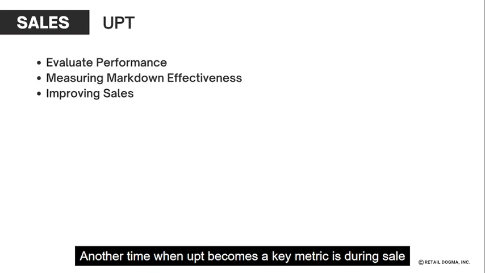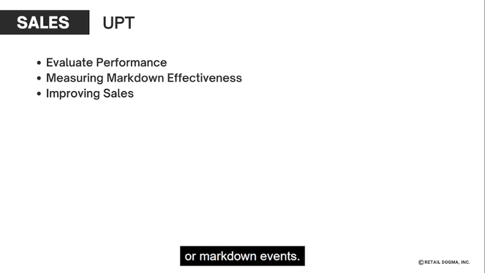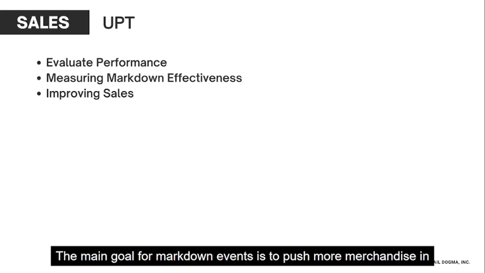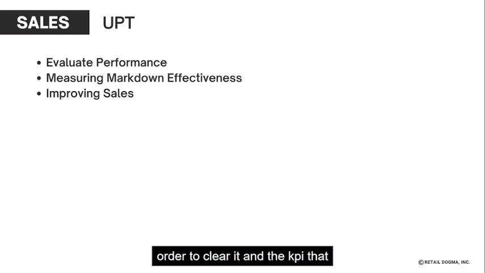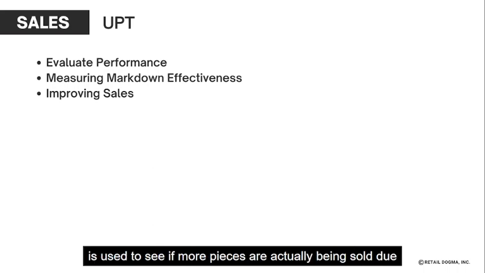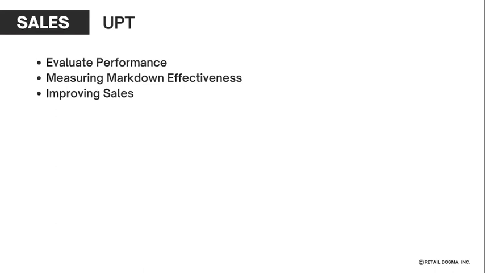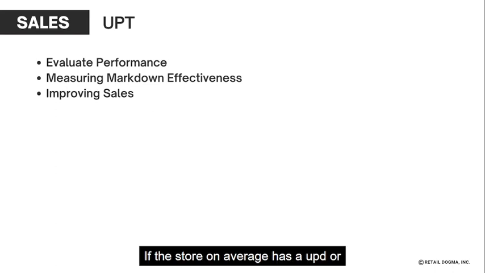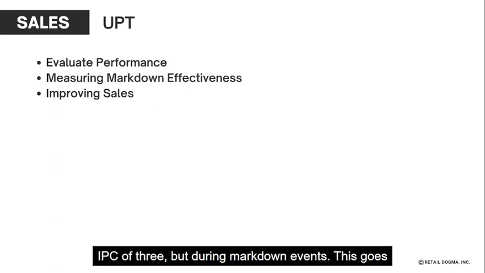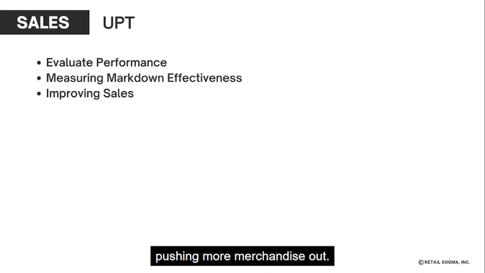Another time when UPT becomes a key metric is during sale or markdown events. The main goal for markdown events is to push more merchandise in order to clear it, and the KPI that is used to see if more pieces are actually being sold due to the sale is IPC. If the store on average has a UPT or IPC of 3, but during markdown events this goes up to 5, then the markdown event is actually pushing more merchandise out.